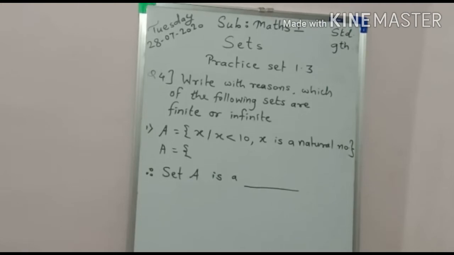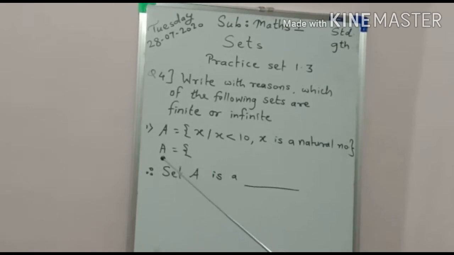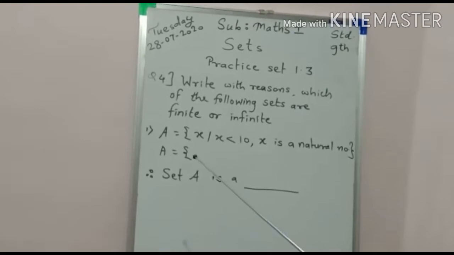First example, you are given set A equal to, in rule method, x such that x is less than 10 and x is a natural number. You have to write with reason. Reason means you have to write in theoretical form, or make a list in listing method, and then decide whether it is finite or infinite. So here we make a list of the numbers which are less than 10 and natural numbers.